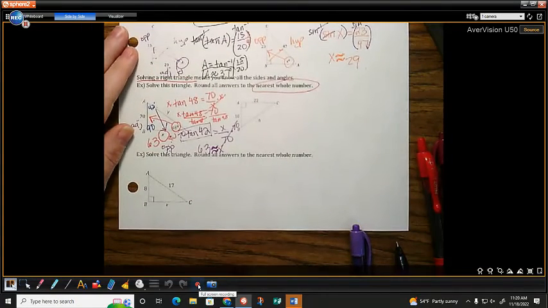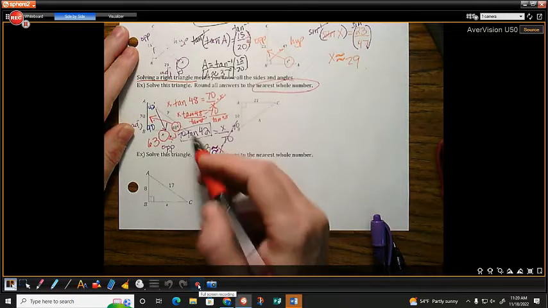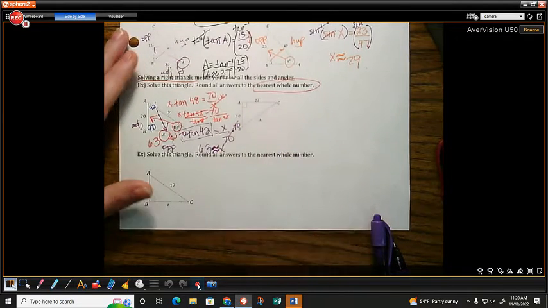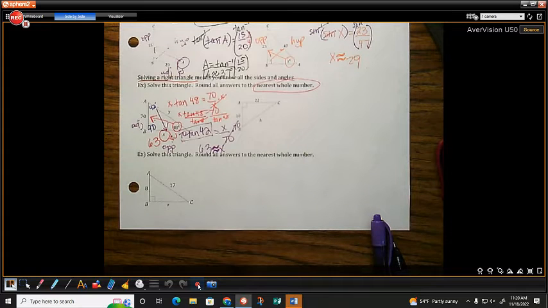Wait, that doesn't use the opposite though. Which one doesn't use the opposite? The one we just did. The tangent? Isn't that what we did last class? Oh, we did. You mean we did it inverse? Yeah. Is it okay that some problems don't require the inverse? Yeah, that's totally okay.